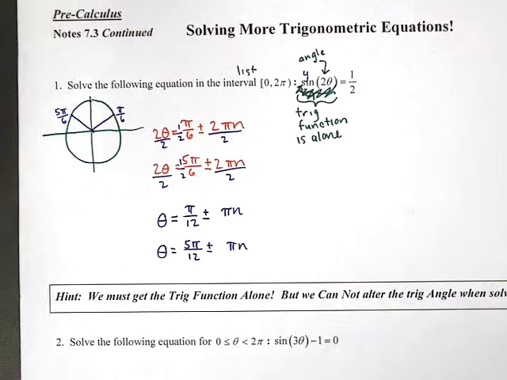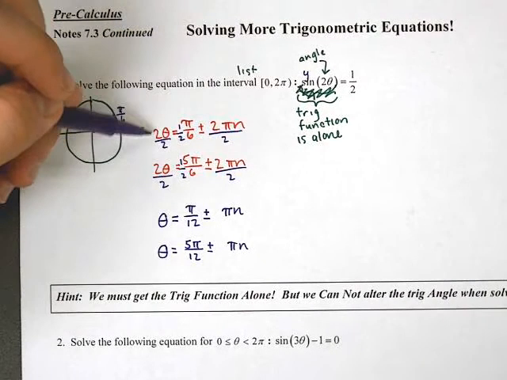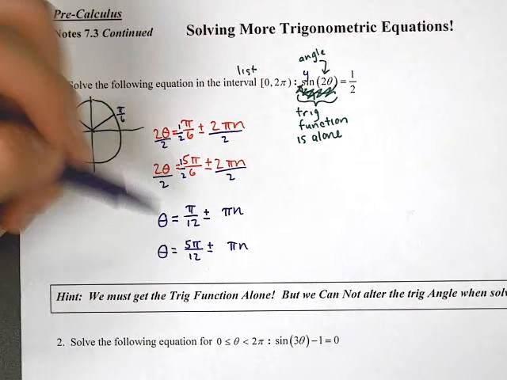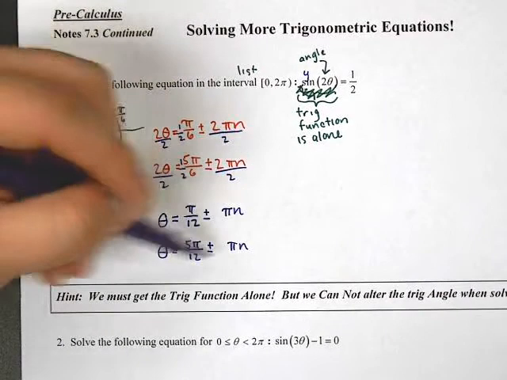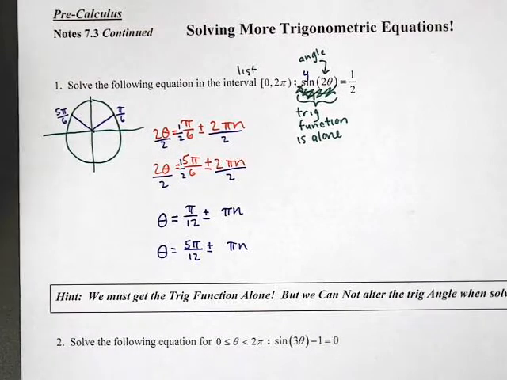Alright, so do we see the difference here? My angle that was inside the sine function was 2 theta, and so when I divide by 2, every part of my general solution actually goes down, or it gets a little bit smaller, which means I'm probably going to get more angles. And let's see how that works now.